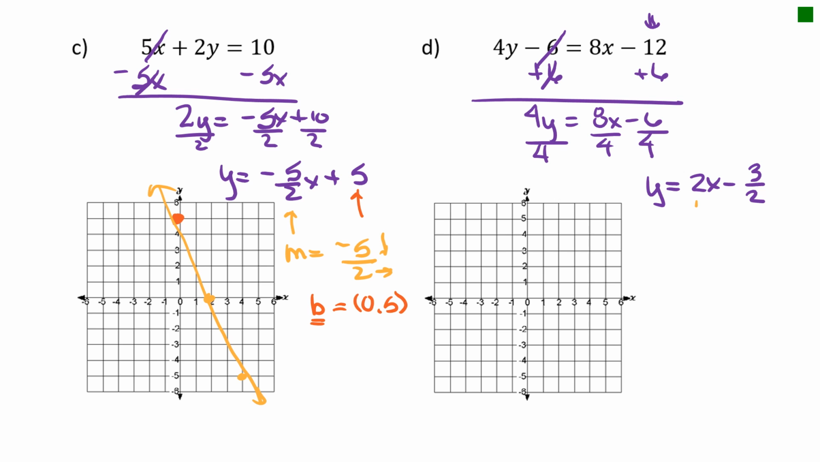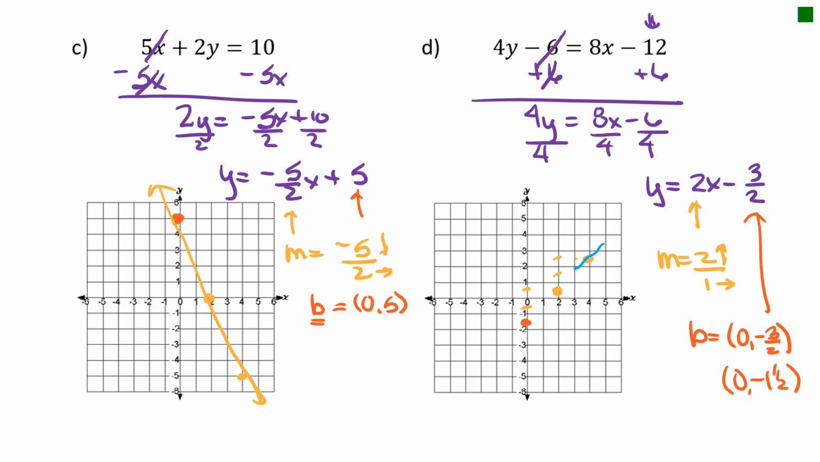Not my favorite problem. My slope is 2 over 1. Up 2, right 1. My y-intercept is why I don't really like this problem. I'm going to begin graphing at the point 0, negative 3 halves. That's 0, negative 1 1/2. So you go down negative 1 and go about halfway between 1 and 2. We're going to go up 2, so that's up halfway, right 2. Up halfway, right 2. So it's kind of a weird problem. But fractions exist in this world, so we need to learn how to graph them.